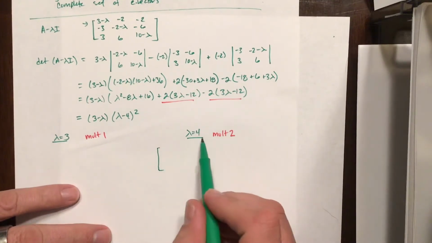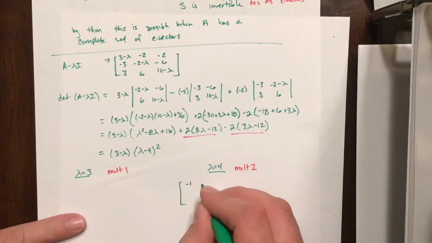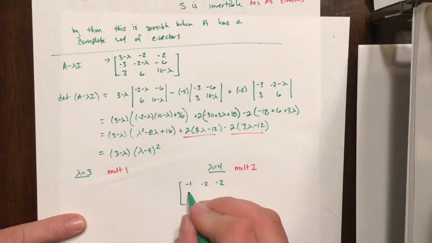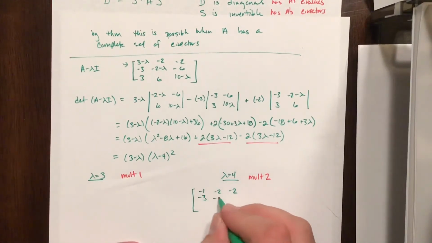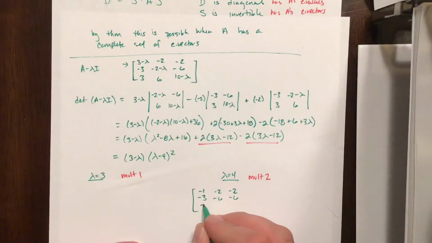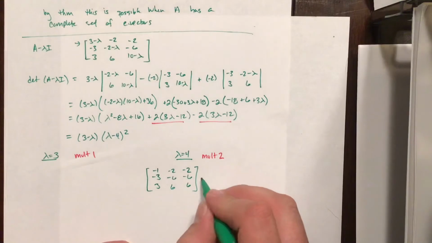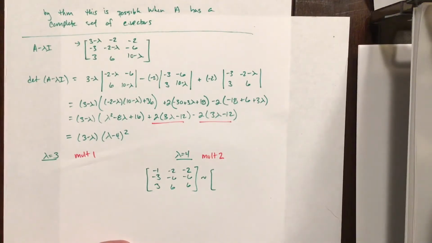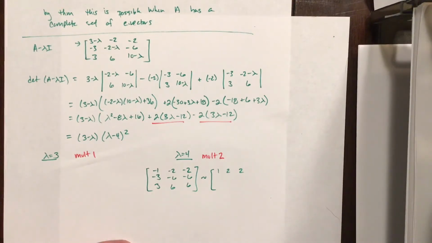So we plug 4 in for lambda, so we get 3 minus 4, that's negative 1, negative 2, negative 2, minus 3, minus 2 minus 4, that's minus 6, minus 6, and 3, 6, and 10 minus 4 is positive 6. So these are all scalar multiples of the row 1, 2, 2. Okay, so this is 0, 0, 0, 0, 0, 0.